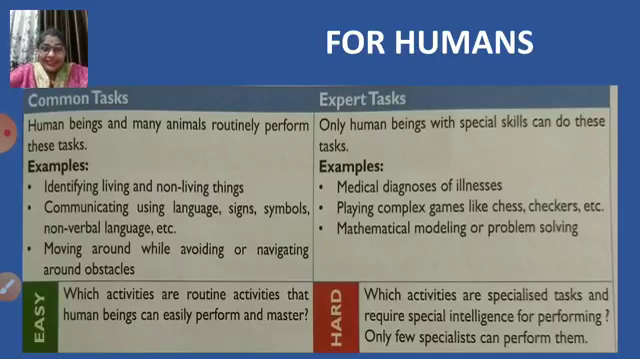Then there are expert tasks, which are very hard, and only human beings with special skills can do them. These are the expert tasks or the hard tasks. Examples are medical diagnosis of illness, playing complex games like chess, checkers, etc., mathematical modeling or problem solving, or programming. The one who has that skill can do the programming, right? So these are special tasks, children, which require special skills, right?